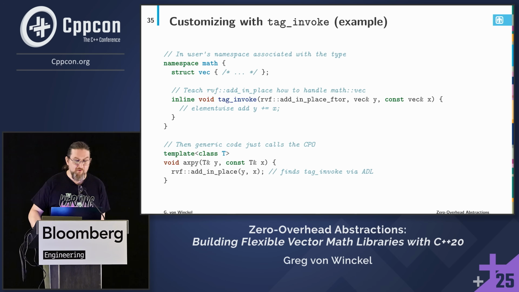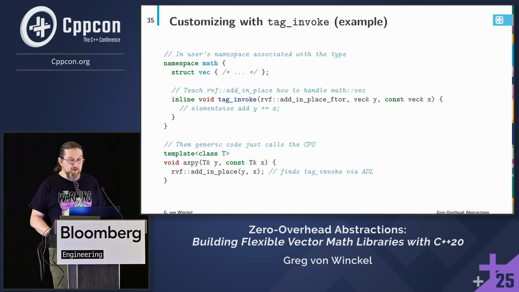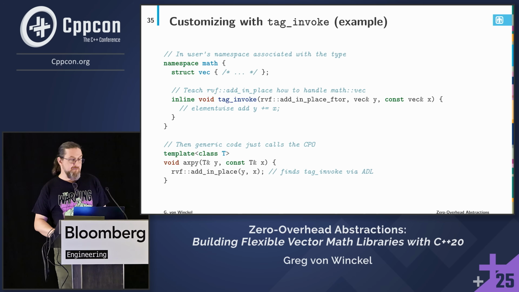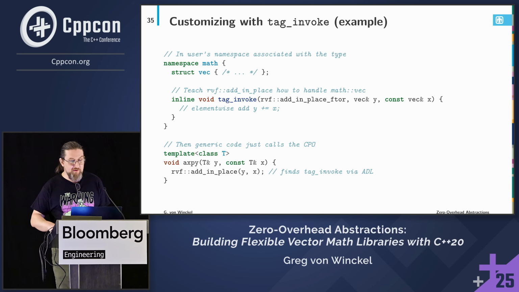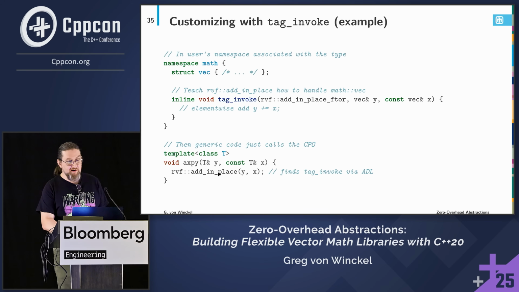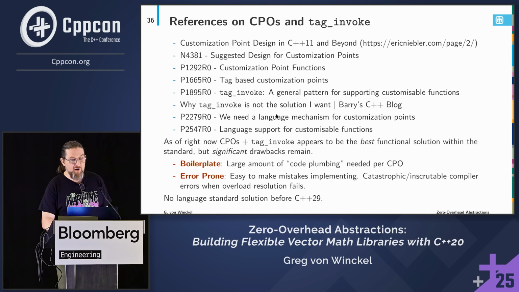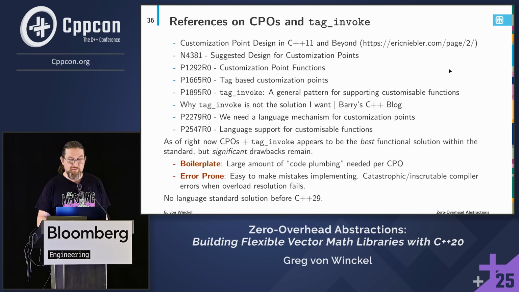But let's take a look now. So here we have some sort of vector type, and we want to define something like AXB that dispatches to other stuff. So what we could do is define this tag invoke right here in the same namespace, and then it would be found by ADL when we come down here. Just a collection of references, which I suggest looking at.